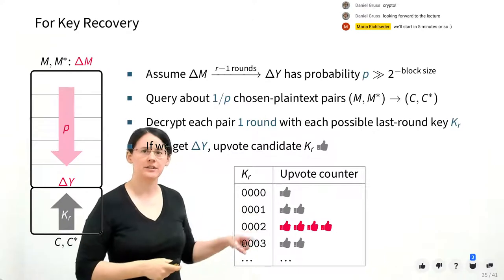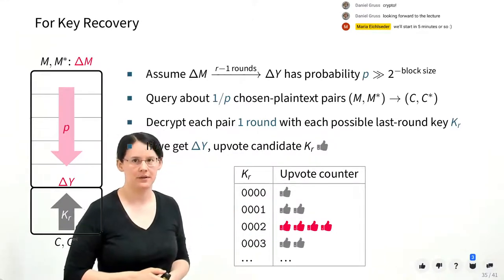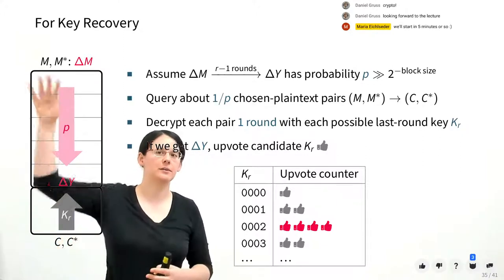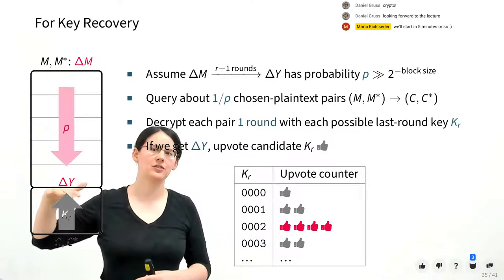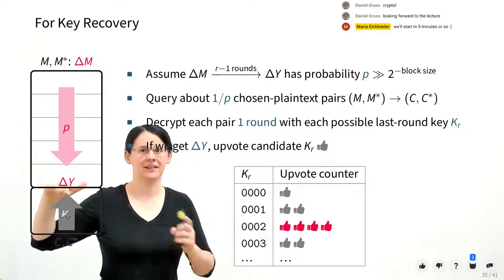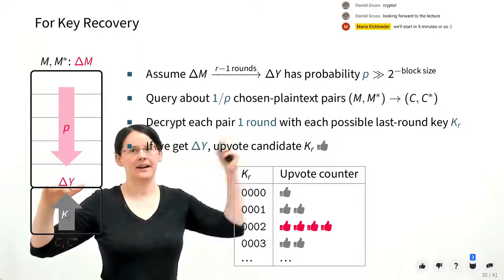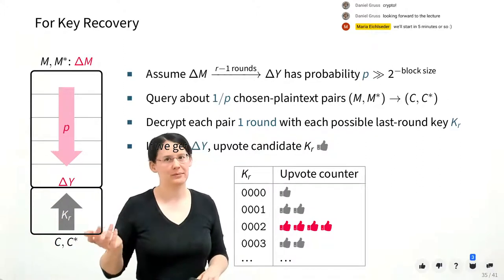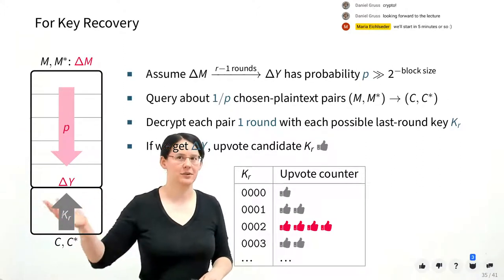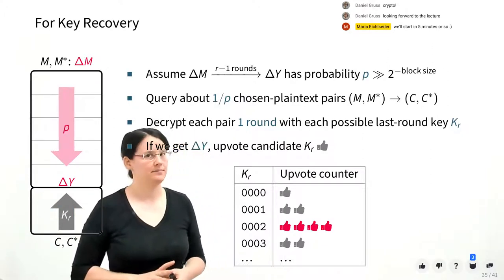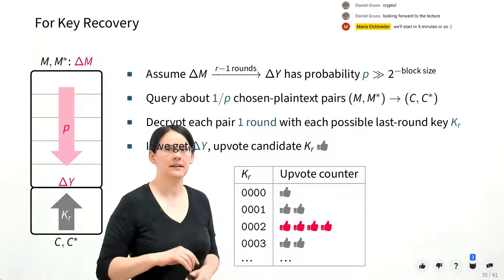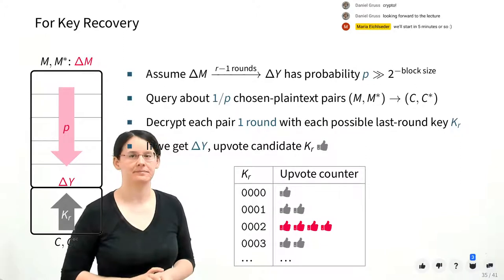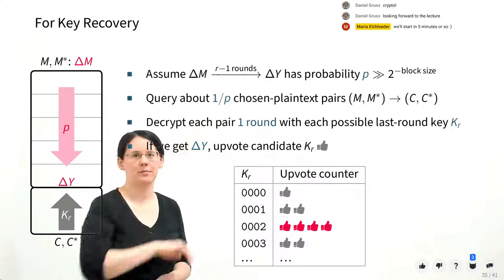So in other words, each key candidate is going to collect some thumbs up, because of course I can receive that either because it was actually the correct key, so I'm looking at actually the correct intermediate result, and this correct intermediate result had the high probability difference. So that's the positive case for giving a thumbs up. But I might also just give a thumbs up by accident because I randomly observed the correct difference here. And depending on how large p is, one of the two is going to be a lot more frequent. And also depending on how many pairs I choose.